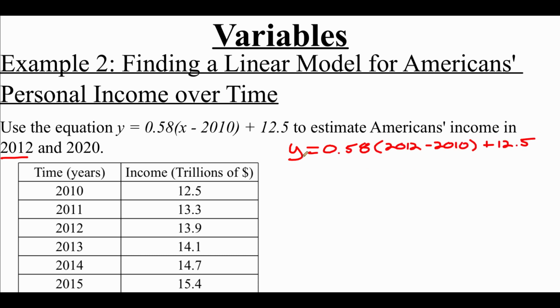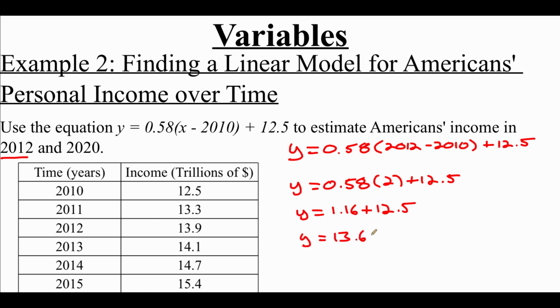Now simplifying this down, because we're trying to solve for y, the first thing we need to do is that subtraction inside of the parentheses. So 2012 minus 2010 is 2. Then if we take 0.58 times 2, we're going to get 1.16. And then lastly, we need to add the 1.16 to the 12.5. So we get a y value of 13.66. Now if we look at our table, the actual income in 2012 was 13.9 trillion. We estimated 13.66. So our estimate is actually a little low compared to what it actually was.